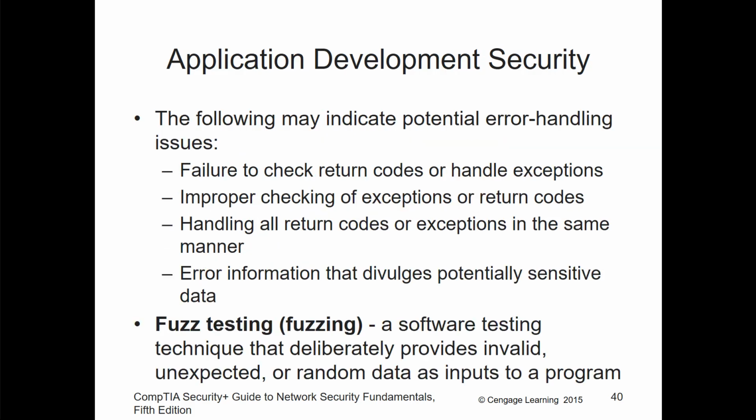We also have the items for failing to check return codes that could handle exceptions, and improper checking of exceptions to return code. All of this deals with error handling or secure coding, making sure that you thoroughly test it. Fuzz testing, or fuzzing, is a software testing technique that provides invalid, unexpected, or random data as inputs.